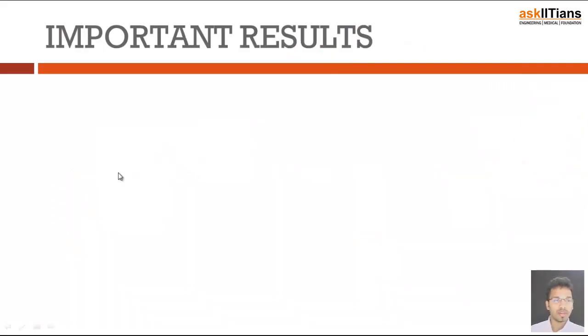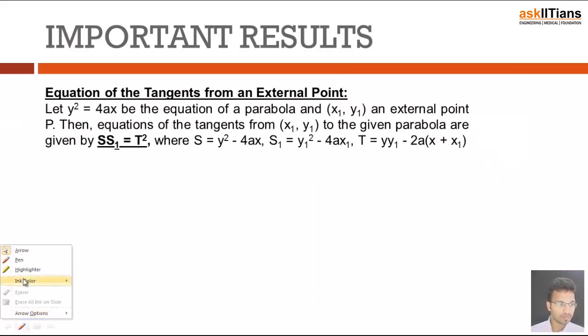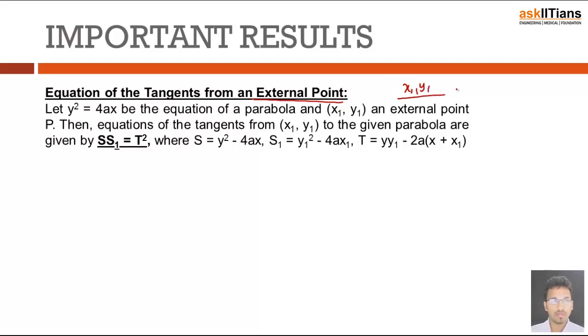Let us see some important results. Regarding what we have done, equation of tangents drawn from an external point. As I said, if you have x1 comma y1, the very basic method which I have already told was to use this. Then from here you can put x1 y1, get m1 and m2, and get the equation of tangents.